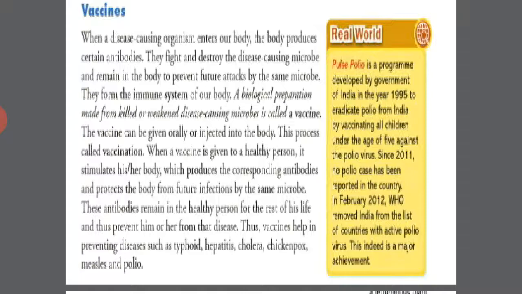When a disease causing organism enters our body, the body produces certain antibodies. They fight and destroy the disease causing microorganism and remain in the body to prevent future attacks by the same microbes. They form the immune system of our body. A biological preparation made from killed or weakened disease causing microbes is called a vaccine, and vaccination is done in earlier ages. For example, vaccination prevents diseases such as typhoid, hepatitis, cholera, chickenpox, measles, as well as polio. Let's move further.